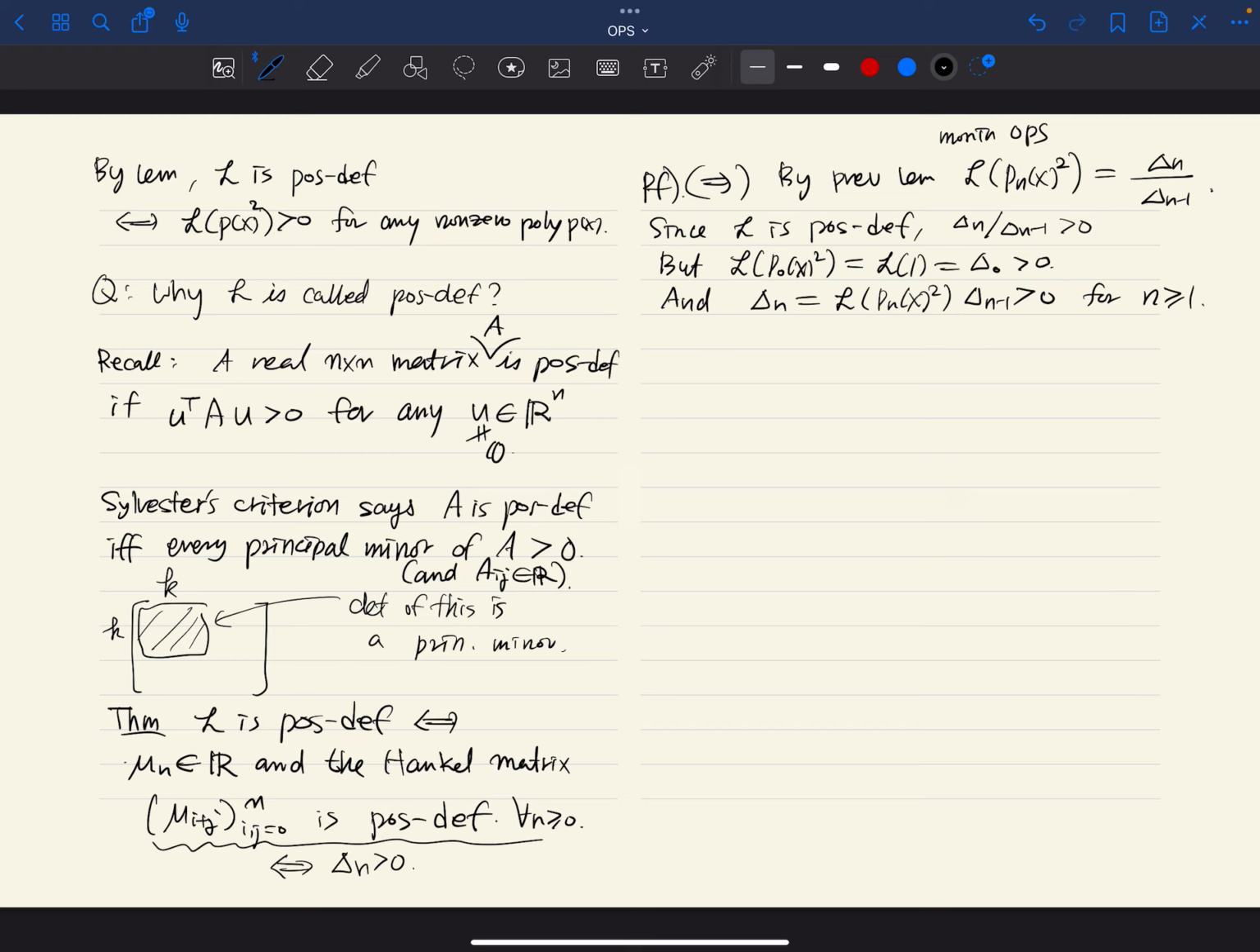Okay, so the other direction. Suppose that this holds. And we know one of the theorems that we proved in this section is that if the Hankel determinant is non-zero, then there is an OPS. So since the Hankel determinant is non-zero, because this is positive, that means the Hankel determinant is positive. There is an OPS, a monic OPS.